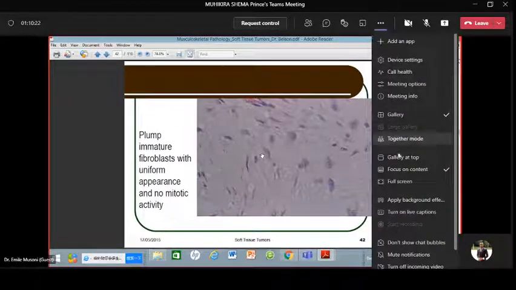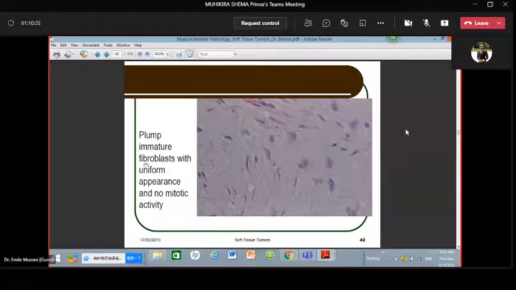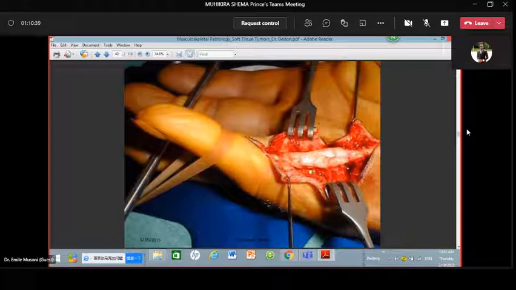This is an image where we have the immature fibroblast with uniform appearance and no mitotic activity. These are the fibrous tissue. This is during the operation where they are reducing the Dupuytren contraction. This one is done in a surgery.